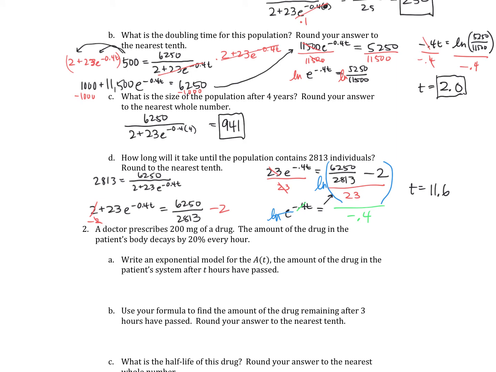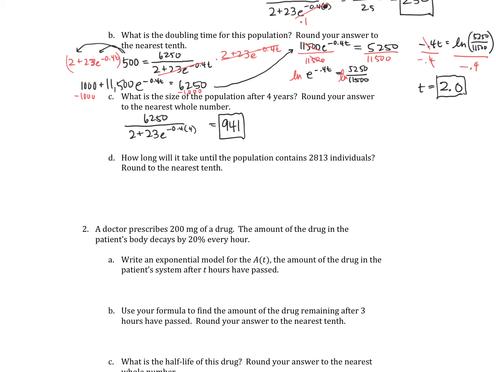Okay, so if this is kind of confusing for all the stuff written down, let me erase this and show you a different way you can do it. Keep in mind, as I'm working this, I'm not going to be clearing my calculator for each step. So if you start by writing 2813 is equal to 6250 over 2 plus 23 e to the negative 0.4t. Start with the same step as before.